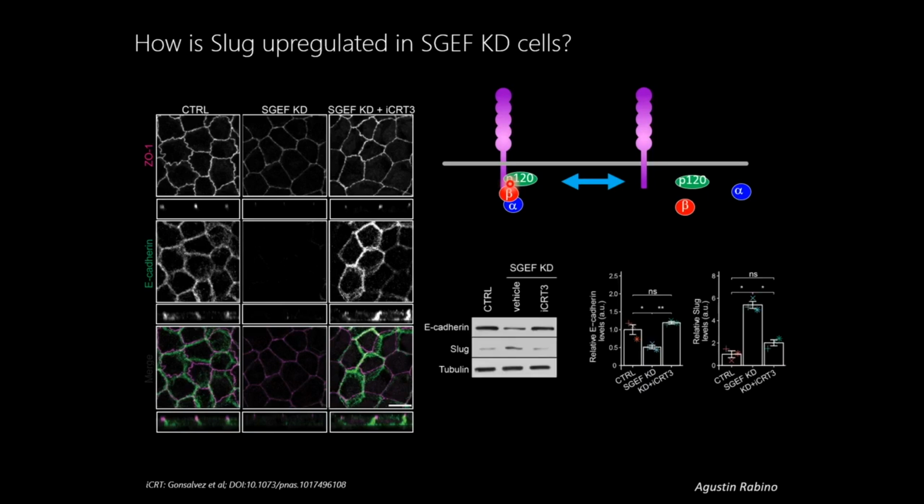probably by upregulating SLUG. And we tested that by looking at SLUG, and we see that when we inhibit beta-catenin, the increase in SLUG levels is restored. So it's essentially going back to normal. So the pathway goes from beta-catenin, translocates to the nucleus, activates SLUG, SLUG inhibits E-cadherin, and this is all dependent on the presence of SGEF and its ability to activate RhoG.